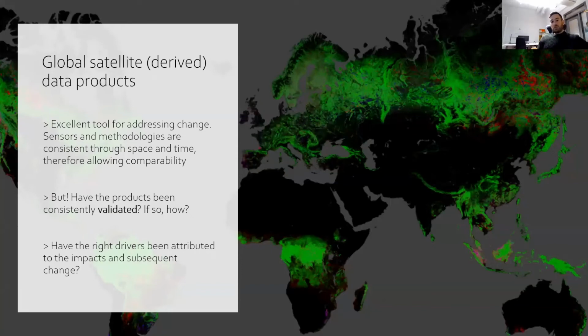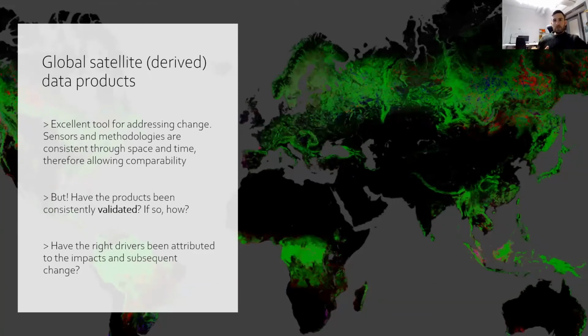Extremely interesting to see and detect trends now. So these tools are fantastic. You know, we know that these maps have been produced using sensors and methodologies that are very consistent through space and time. And these sorts of maps allow for comparability. I mean, you can see here that we have a map of forest change covering the whole globe.